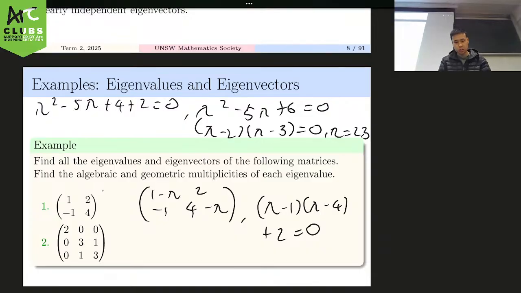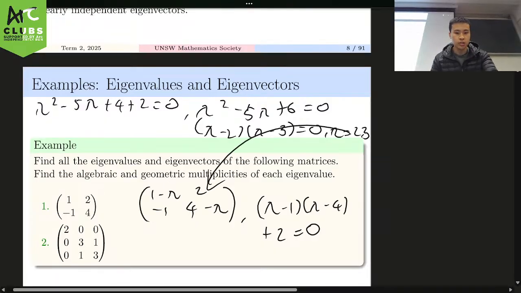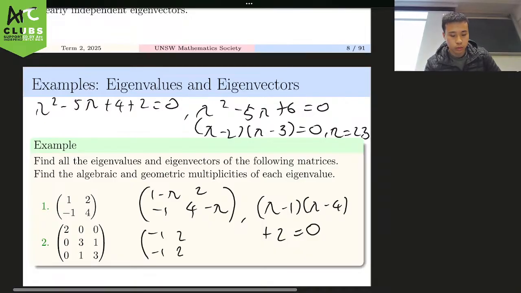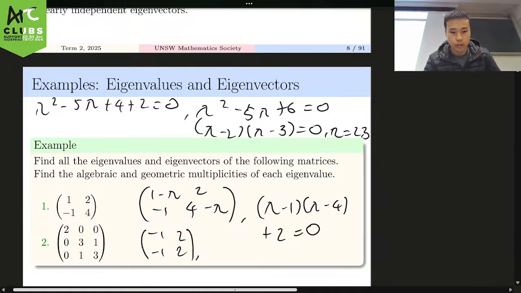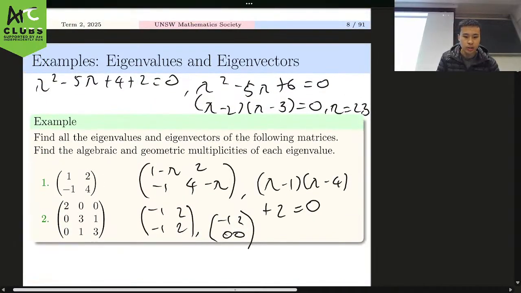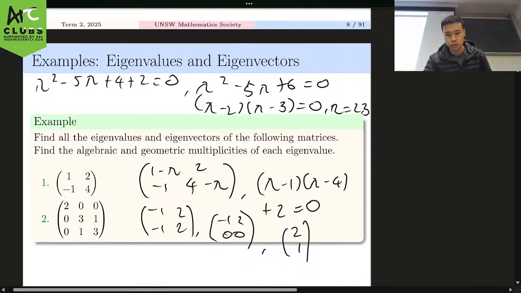And then how do we find the corresponding eigenvectors? We just plug each of these eigenvalues into the respective matrix here. So what we have is minus 1, 2, minus 1, 2. Once you've subbed in your eigenvalues, you basically want to force the kernel to be 0. An eigenvector here is something that makes it 0. We can say 2 and 1. So minus 1 times 2 is minus 2, plus 2 times 1 is 2, so that equals 0. So that is an eigenvector.